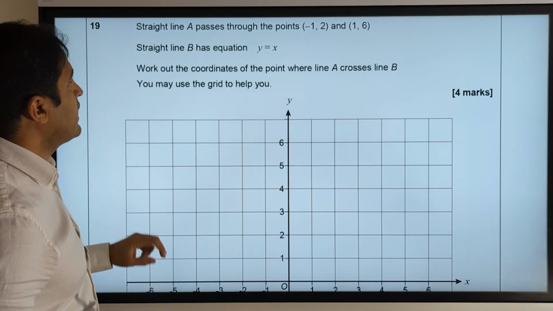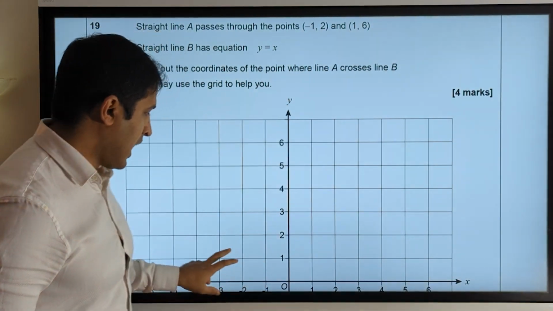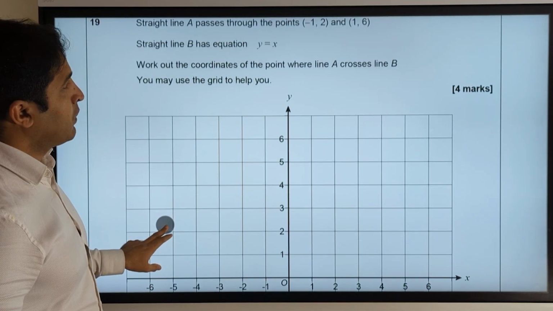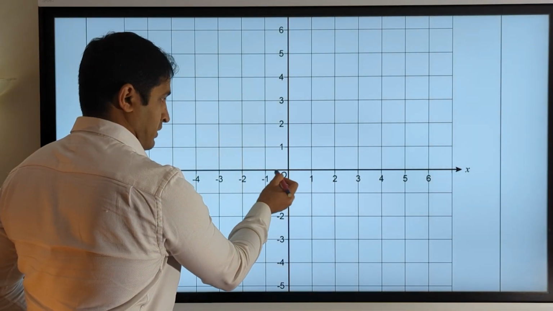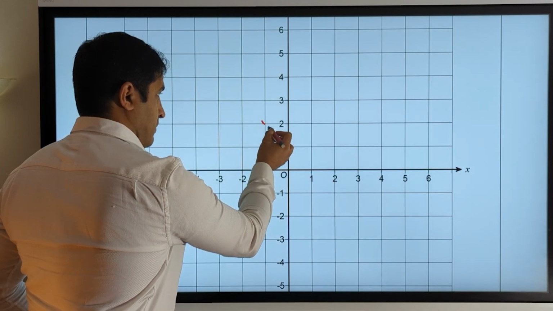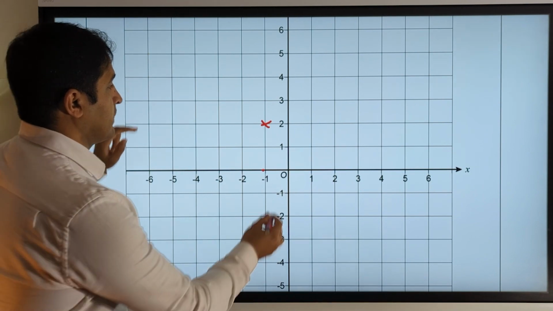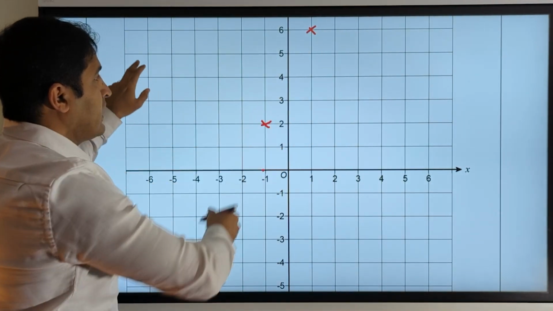Question 19. A straight line passes through the points minus 1, 2 and 1, 6. So I would just plot those points here first. Minus 1, 2. So that's my point, minus 1, 2. So negative 1 on the x and the 2 on the y-axis. And then the other one is 1, 6. So 1 on the x and 6 on the y-axis. So that's the line I would get.